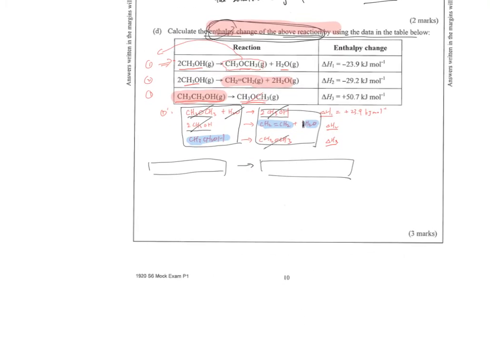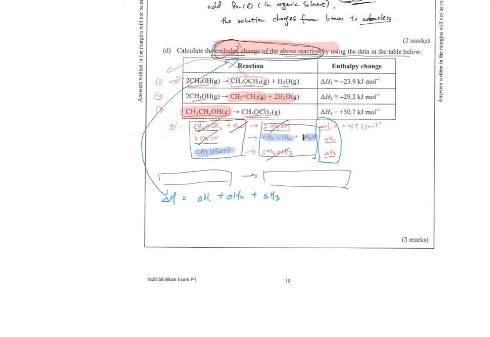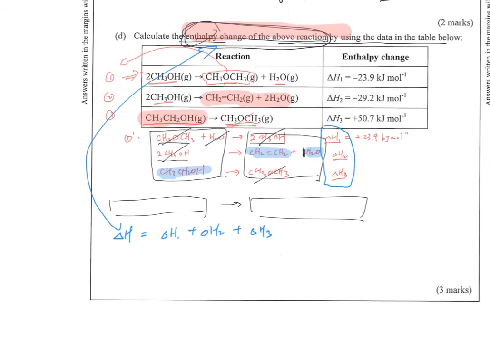reaction. And this enthalpy change, how do we calculate the enthalpy change? We just add all the delta H. So now delta H1 plus delta H2 plus delta H3 actually is equal to the enthalpy change of the above reaction, because after we sum up all the equation, the remaining compound is what we needed. So delta H1 equal to positive 23.9, delta H2 actually is equal to negative 29.2, delta H3 actually equal to positive 50.7. So the final answer is positive.